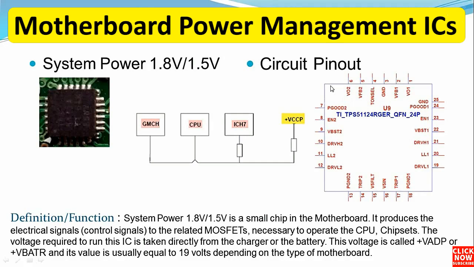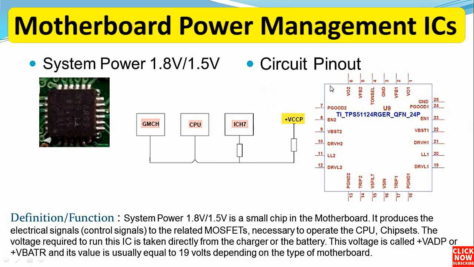So the next IC is the system power 1.8 volt and 1.5 volt power management IC. Basically, this IC generates these voltages to power the GMCH or the north bridge, the CPU or the central processing unit, and the ICH or the south bridge. Basically, the ICH means input output control hub, and the GMCH means graphic memory control hub. So this IC will generate these two voltages, which are necessary for these three chips: GMCH, CPU, and ICH.